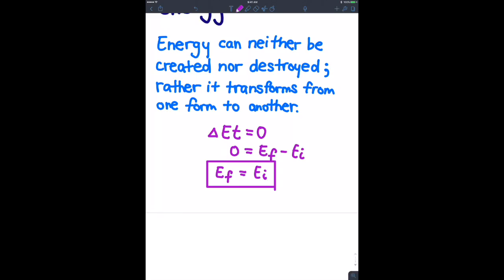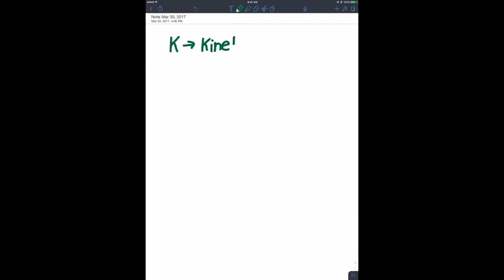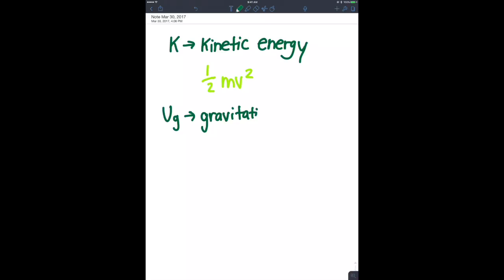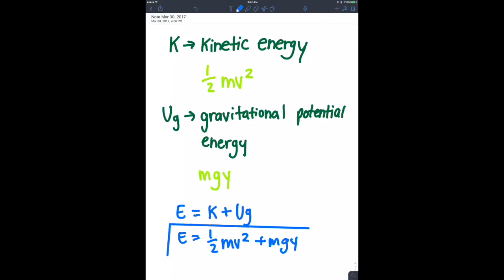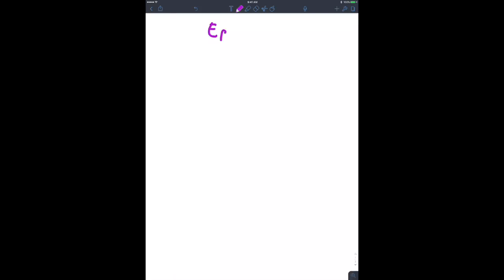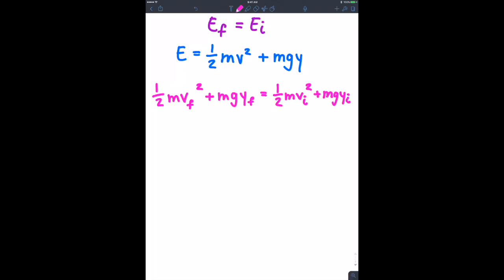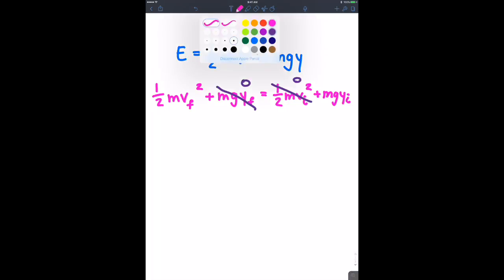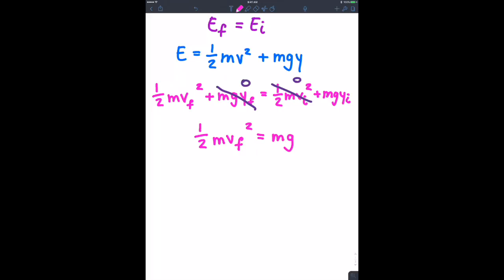We previously stated that the final energy is equal to the initial energy. In this experiment, there are 2 forms of energy present: kinetic energy and gravitational potential energy. When you combine these 2 energies, you get the total energy. By combining these 2 equations, you get the equation shown in pink. To simplify the math, we can assign the final height, aka the ground height, to be 0. Since the initial velocity was 0, this entire term can be taken out of the equation. Therefore, this can be simplified to the equation shown here.